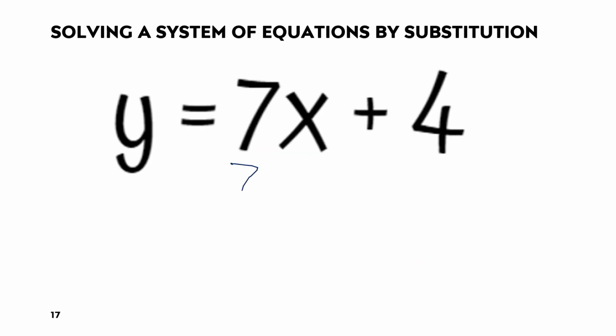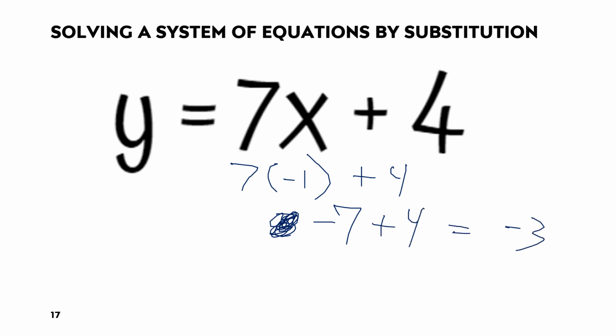So here we're going to do 7 times negative 1 plus 4. Well, 7 times negative 1 is 3. Not 3. Just kidding, little mouth joke. 7 times negative 1 is negative 7. Negative 7 plus 4 is negative 3. So we're thinking that the intersection may be at negative 1, negative 3 because we substituted negative 1 from our previous work into this equation.